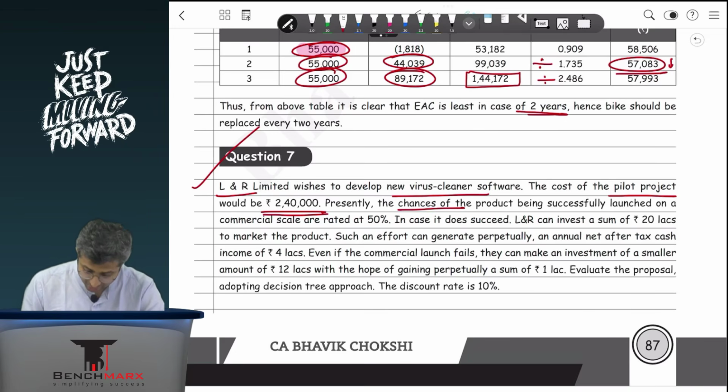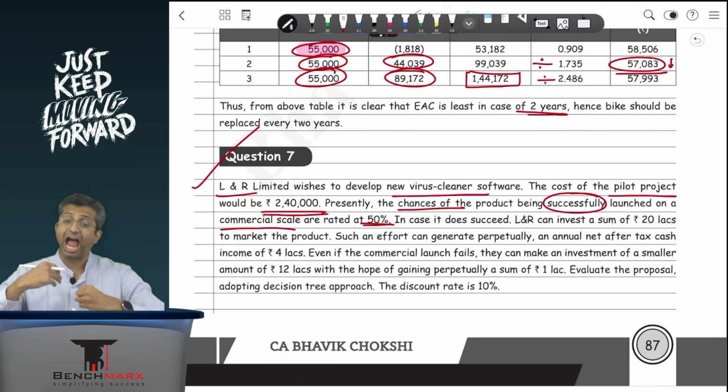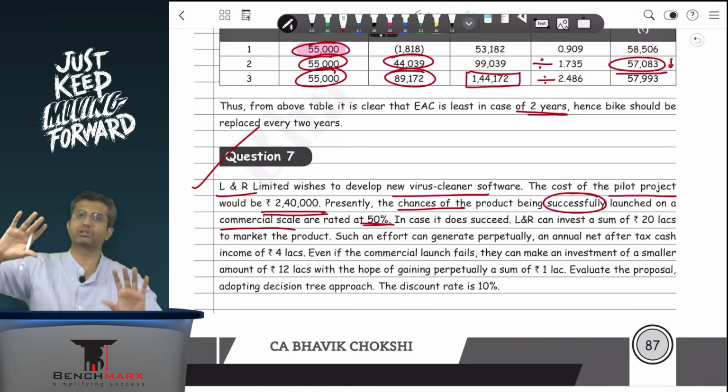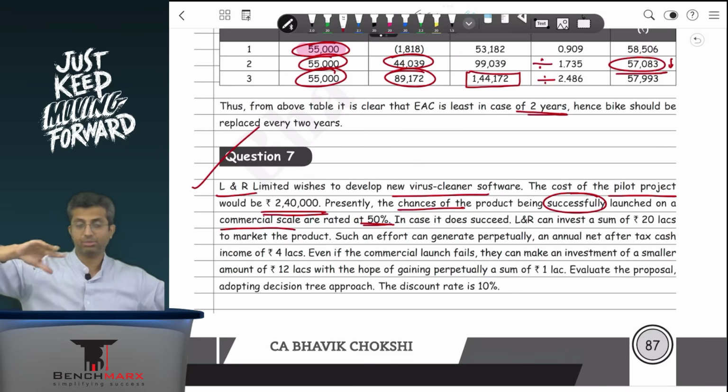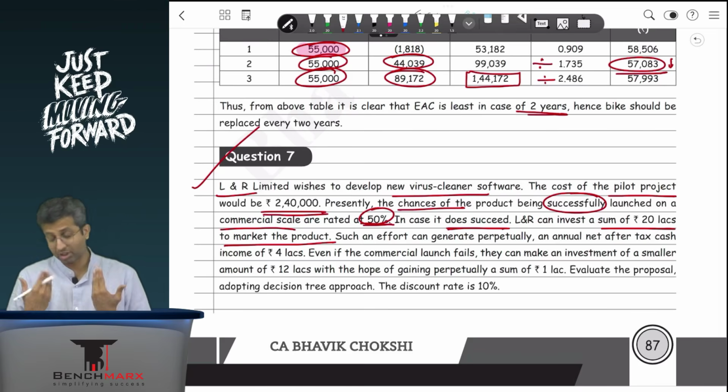Presently, the chances of the project being successfully launched on a commercial scale are 50%. Now, you can do the pilot project. After that, you get some learnings, and then you decide to commercially launch. However, commercial launch may be a success, may be a failure. The chances of success are 50%, which means the chances of failure are also 50%. In case it does succeed, L&R can invest a sum of 20 lakhs to market the product. Now, you have done the pilot project, you have commercially launched the product, and now you see it's a success, in which case you can invest a further 20 lakhs to market the product.